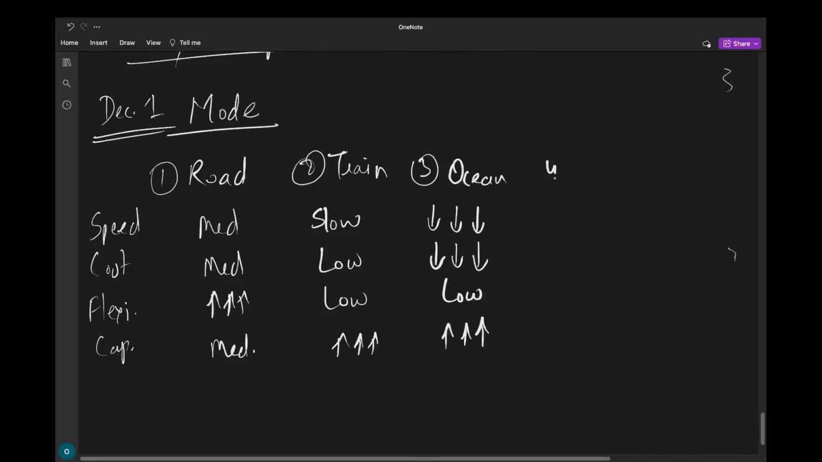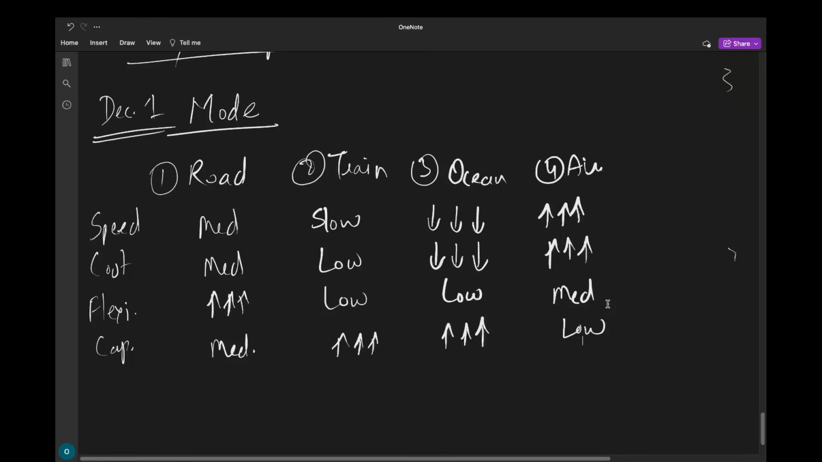Then fourth we have air. Okay, in air speed is very fast, cost is very high, capacity is limited, which is very low, and flexibility, sorry, this is flexibility. So flexibility is medium in air. Okay, flexibility is medium and capacity is very limited, low.